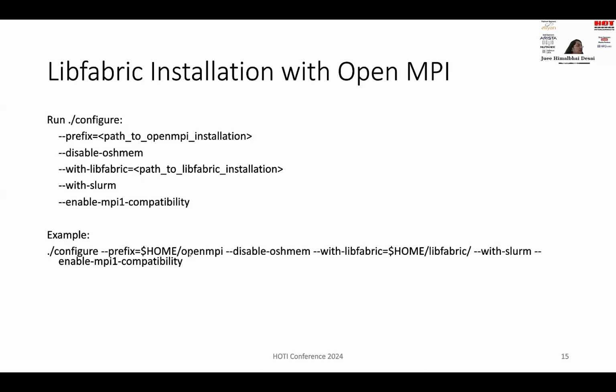An example of how this would work is, let's say in the prefix, we want to install our OpenMPI in home slash OpenMPI, and we disable OSHMEM. And with Libfabric, it is the home slash Libfabric, as we installed earlier in this directory. We are giving that with Slurm and enable MPI1 compatibility. So I will go over a demonstration for this one.